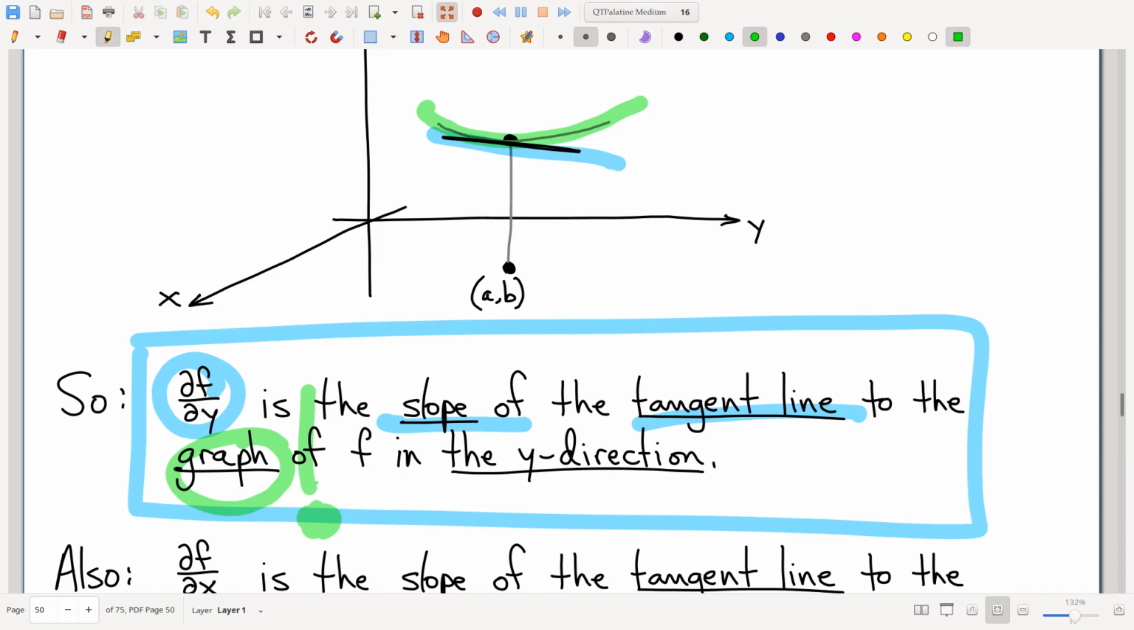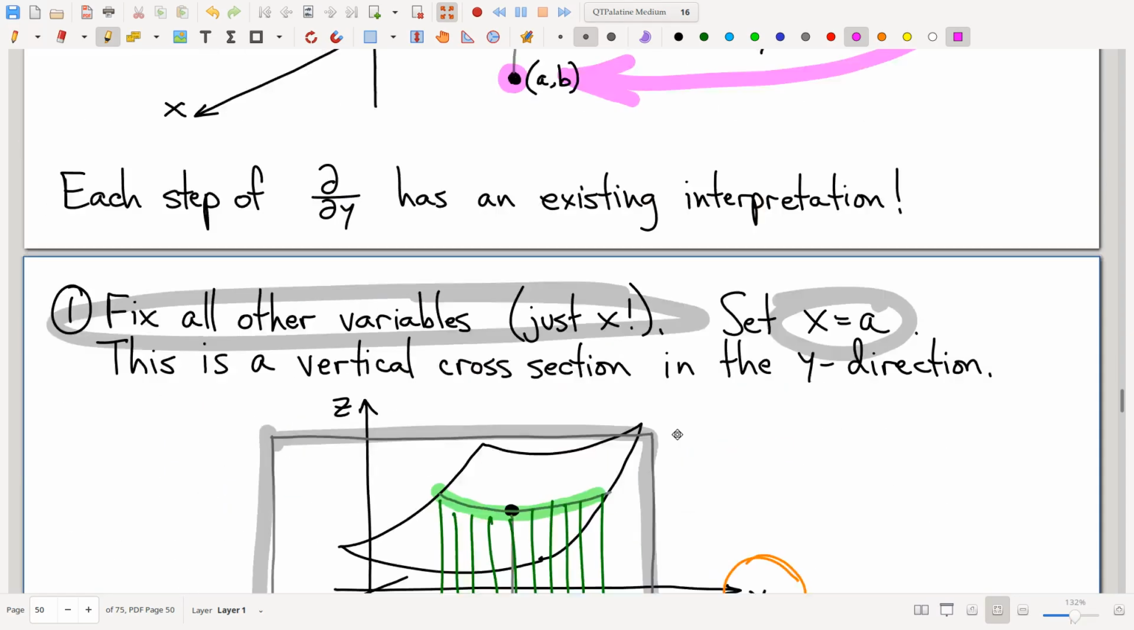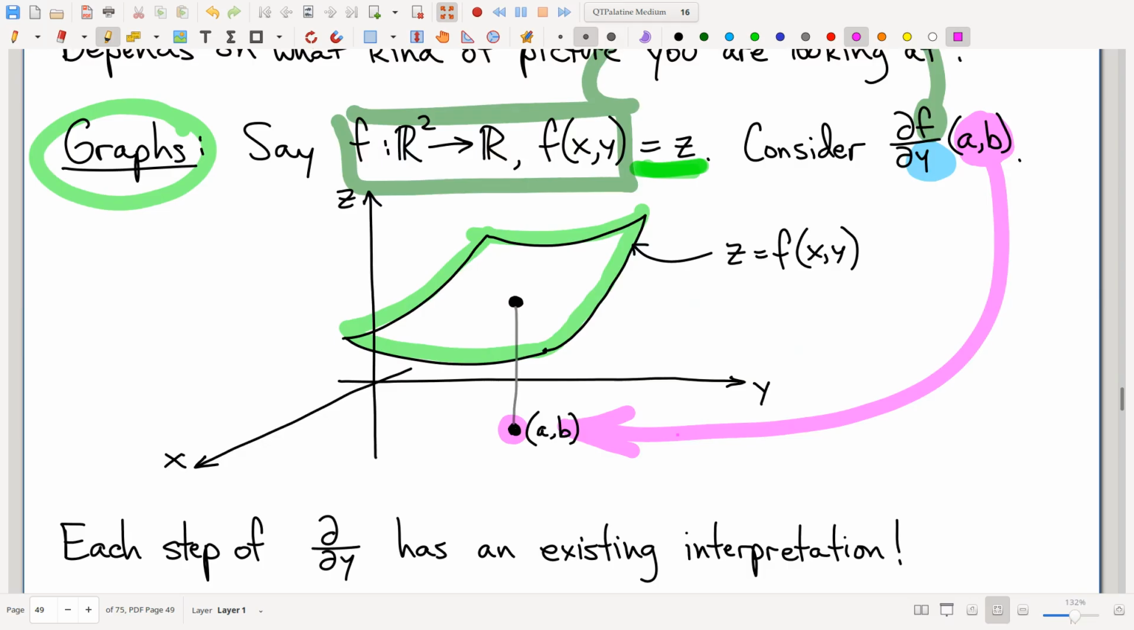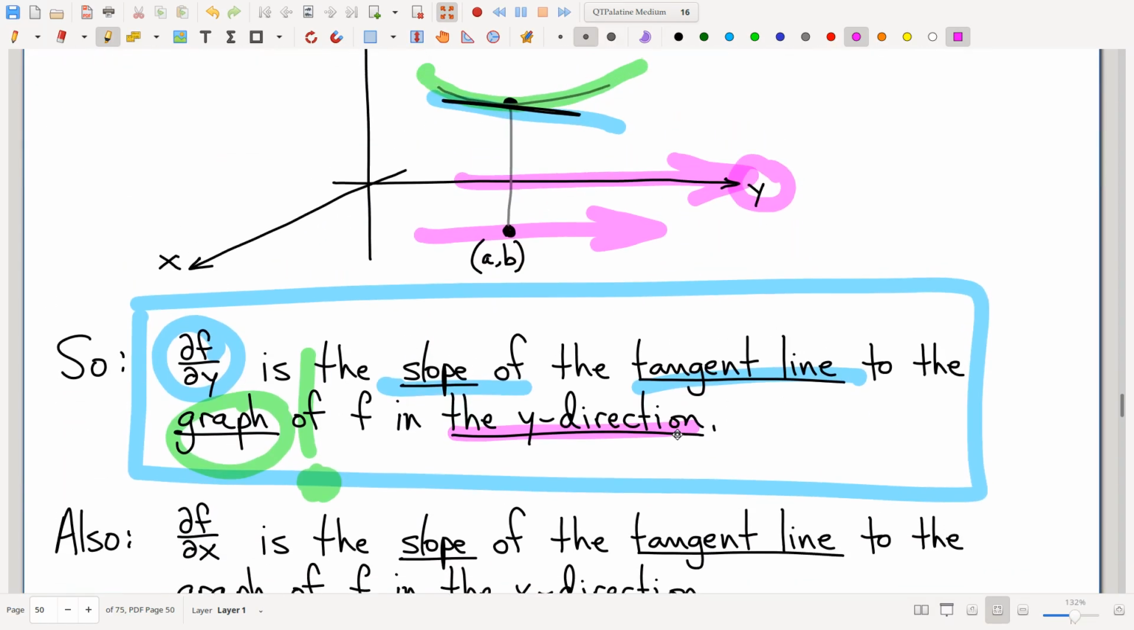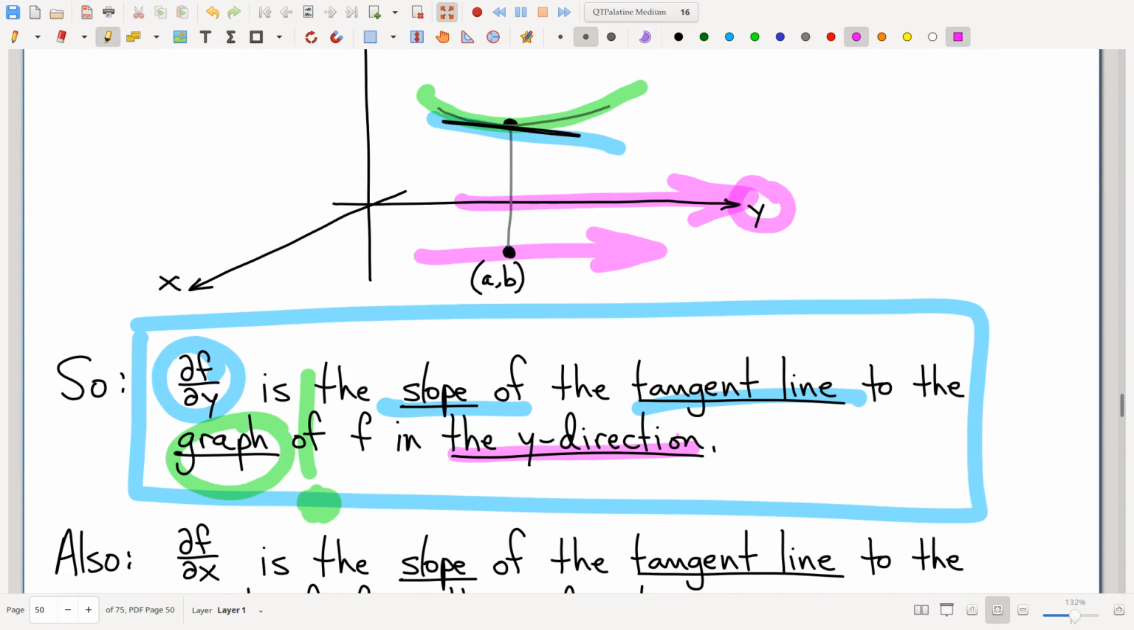And then secondly, you have to keep in mind that it's as you're moving in the direction of the variable that you're taking the partial with respect to. So there's lots of different tangent lines. If you look back at your original surface here, I could take cross sections in lots of different directions. There'd be a bazillion different tangent lines. It is specifically the tangent line in the y direction that we're interested in here.